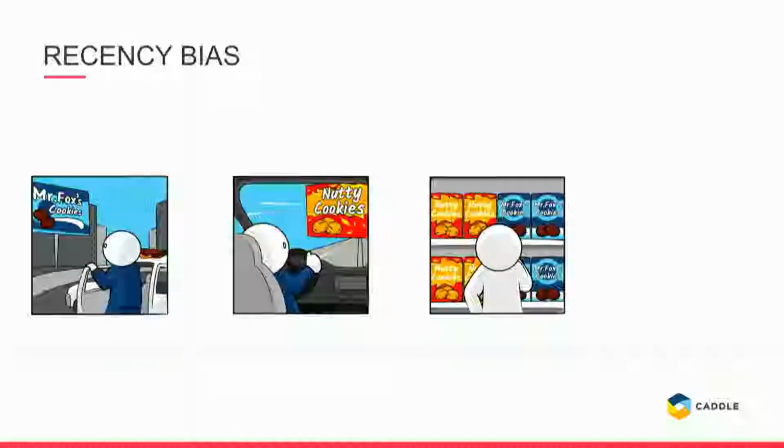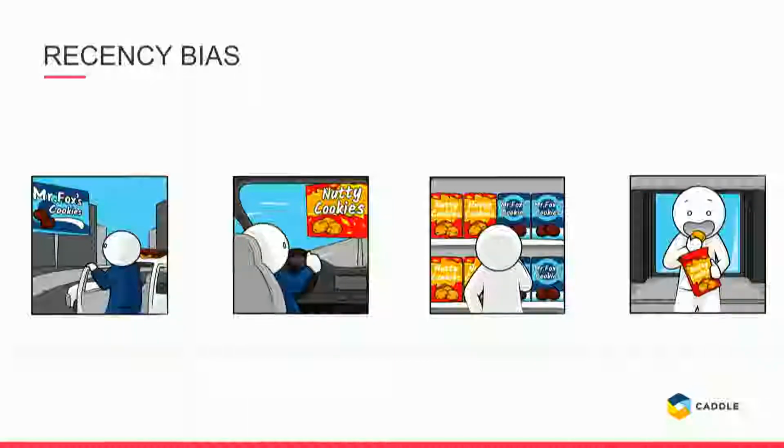So he goes to the store and he has a choice between Nutty Cookies and Mr. Fox's Cookies. Can I get a show of hands for Mr. Fox's Cookies? So we got maybe 4 or 5. And a show of hands for Nutty Cookies. So way to go, everyone, Nutty Cookies. So yeah, the recency bias really proves out that the information we've received last is what's going to be most important in our decision-making process.